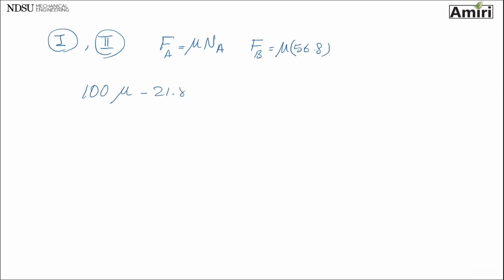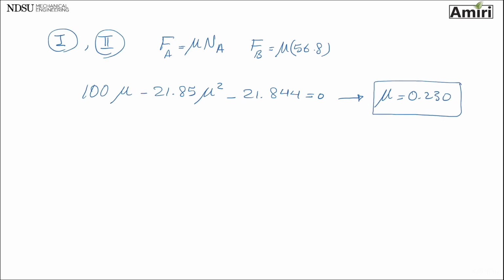From equation 1 and equation 2, and replacing FA with mu NA and replacing FB with mu 56.8, I will get an equation that looks like this: 100 mu minus 21.85 mu squared minus 21.844 equals 0. And if I solve this equation, I will get mu equal to 230. What is the unit for coefficient of static friction?